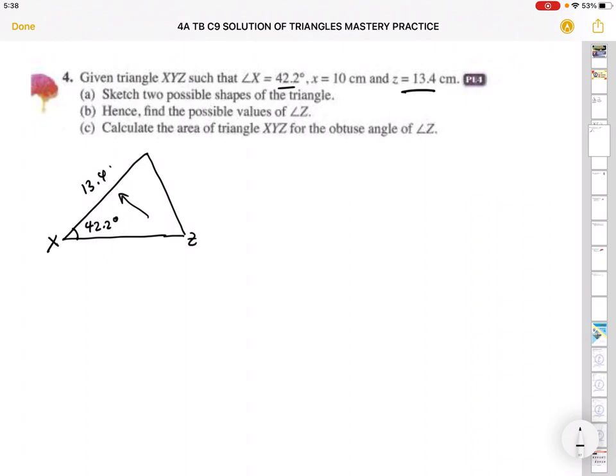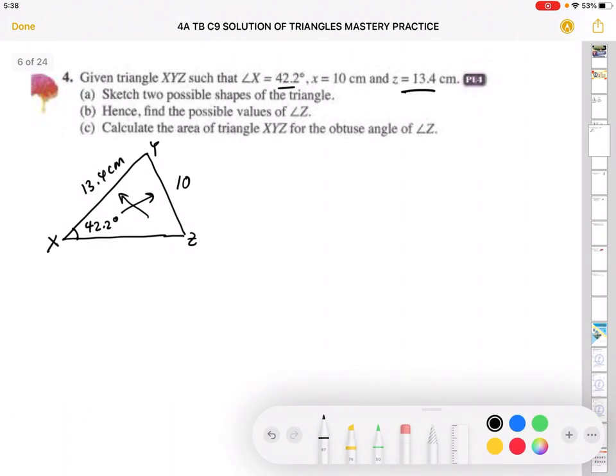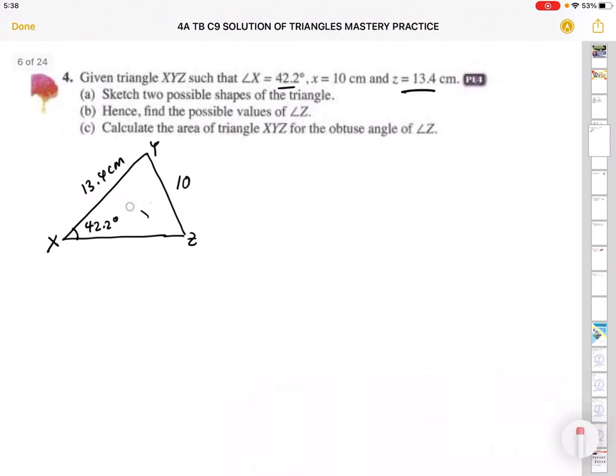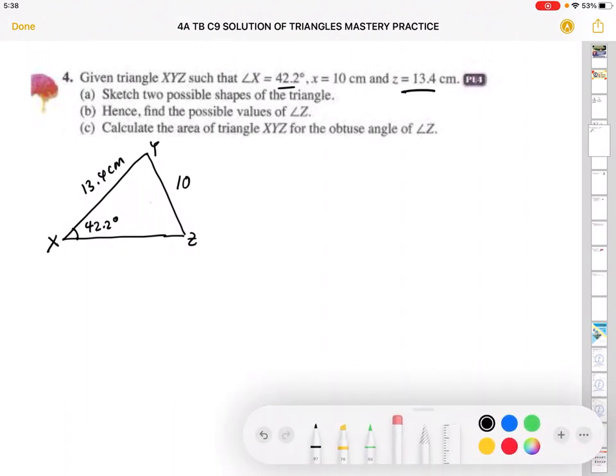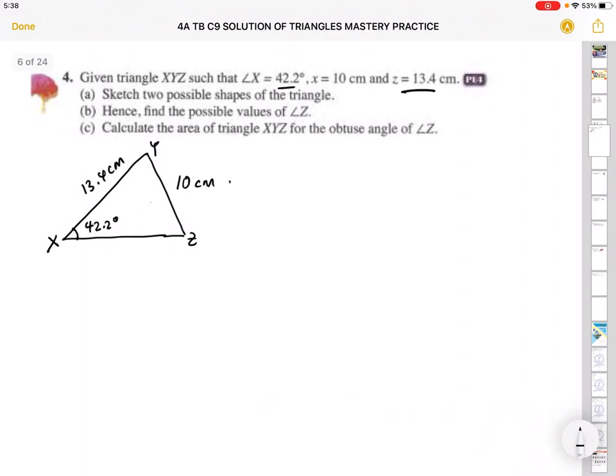It must look as though it is longer than this opposite side of x, which is 10, right? It must be longer. Now that I've drawn this, this is only one possible triangle, right? For ambiguity to exist, the opposite side of a given angle must be shorter than another given side. Another given side in this case is 13.4. Okay, so that's number 1.